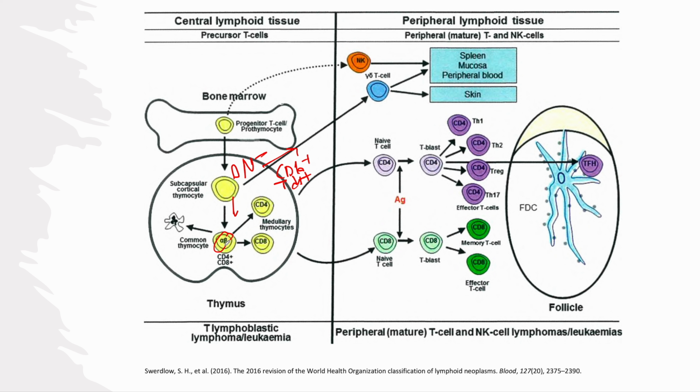The majority of them, 95% of T cells, are alpha beta T cells. And in the first cell, the common thymocyte, these are actually double positive, CD4 positive and CD8 positive. In this stage, they can die, or they can become medullary thymocytes, which are single positive. That means either CD4 positive or CD8 positive. When we look at the peripheral lymphoid tissues, let's start with natural killer cells.